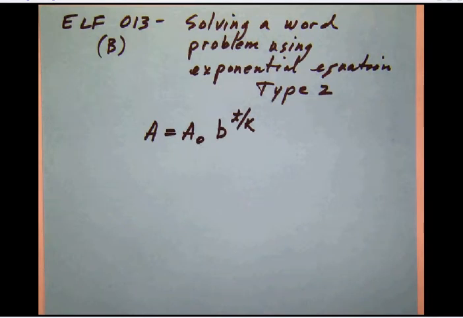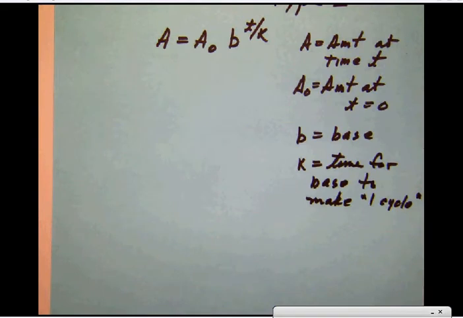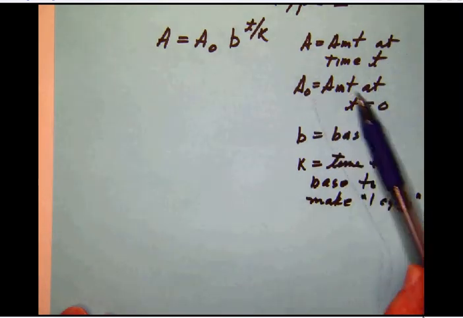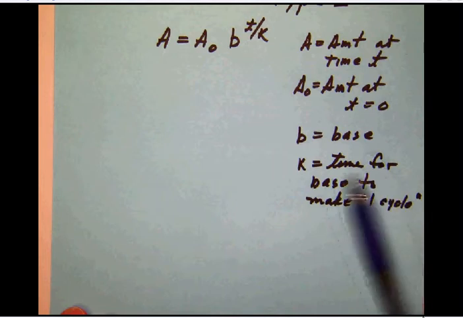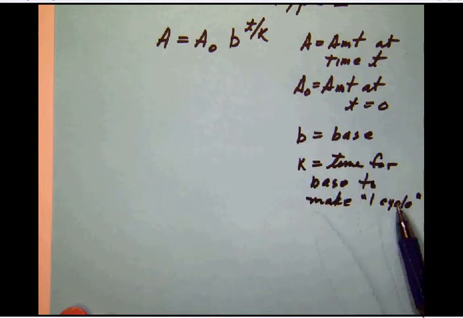Maybe I should summarize this in a few notes. A is the amount of whatever we have at time t. A0 is the amount we have at time 0. B is this base, and we need to talk about that. And K is the time for the base to make its cycle.